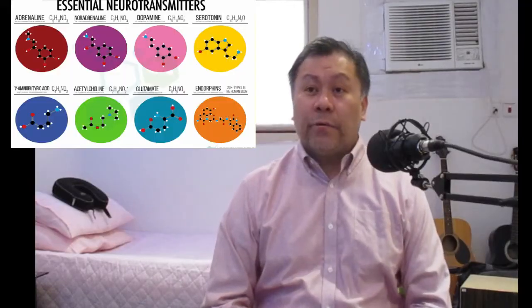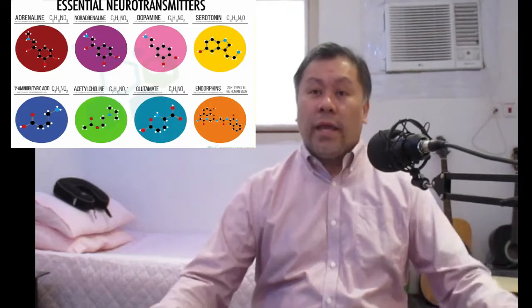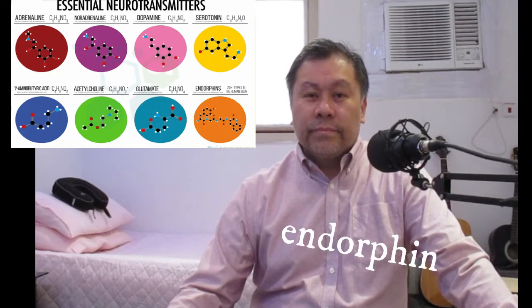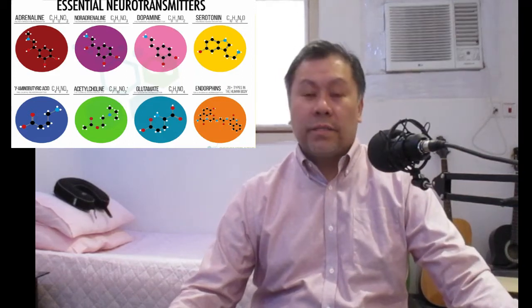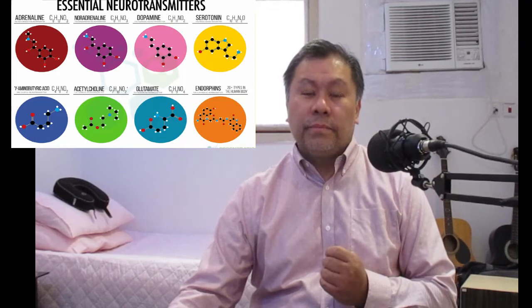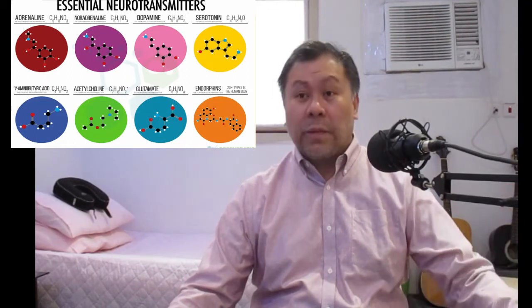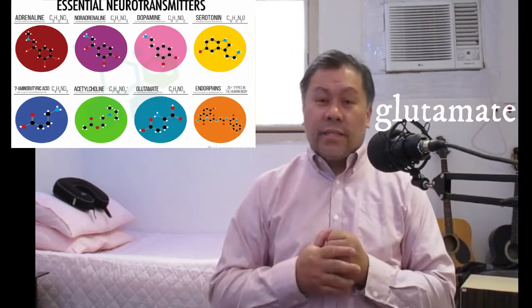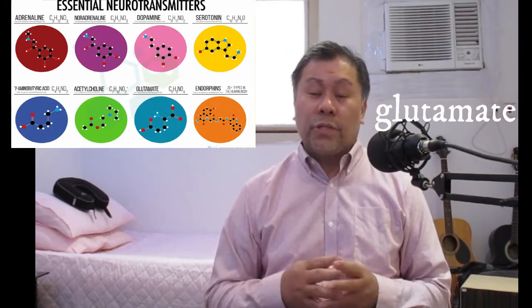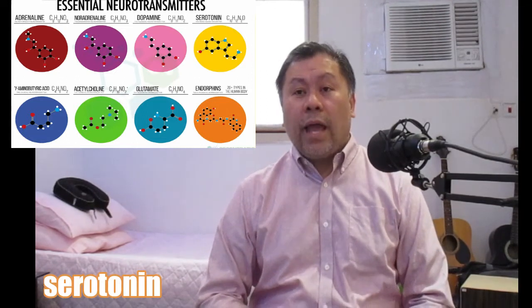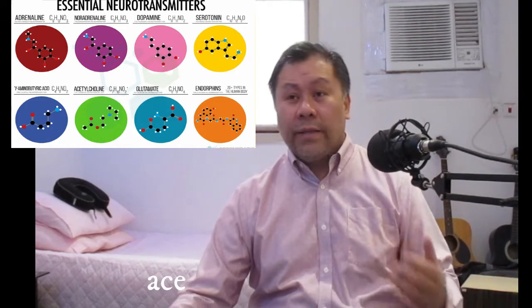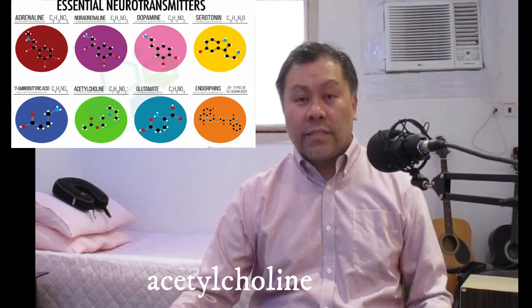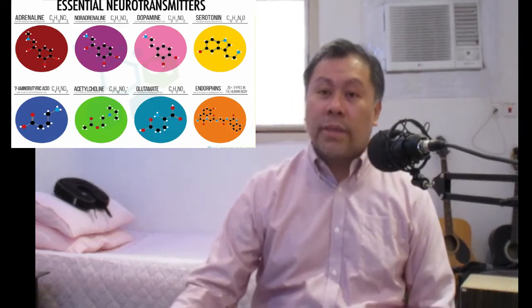Now we have the neurotransmitter endorphin. This is present in the whole nervous system. Now, if somebody asks, what is the most abundant excitatory neurotransmitter in the vertebrate nervous system? The answer will be glutamate. Serotonin is in charge of regulating mood, social behavior, sleep and memory, or what we call sexual desire. While acetylcholine is found in both the central nervous system and the peripheral nervous system.